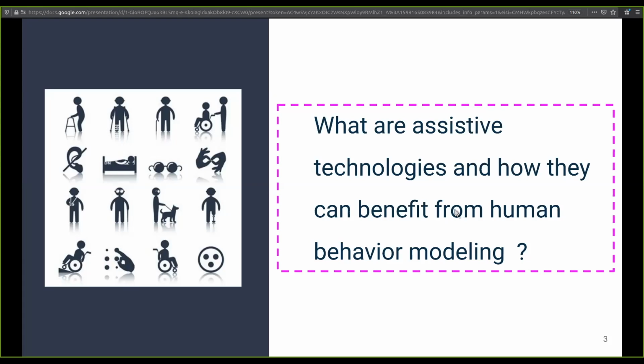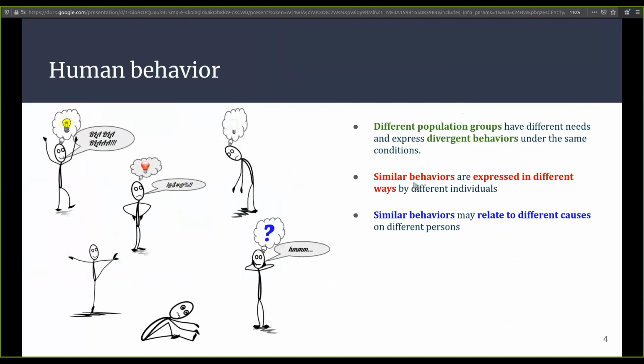So let's go deeper into the first question, which is what are assistive technologies and how can they benefit from human behavior modeling. And first, let's discuss what human behavior is in the first place. As humans, we experience things in different ways, we think differently, and we react and express ourselves in different ways. However, there are still behavioral patterns that can be observed across individuals or groups of individuals.